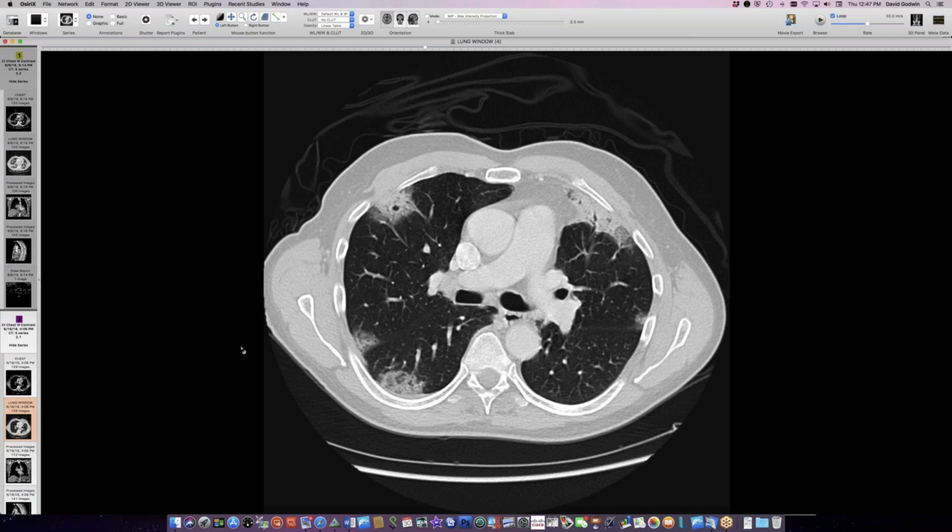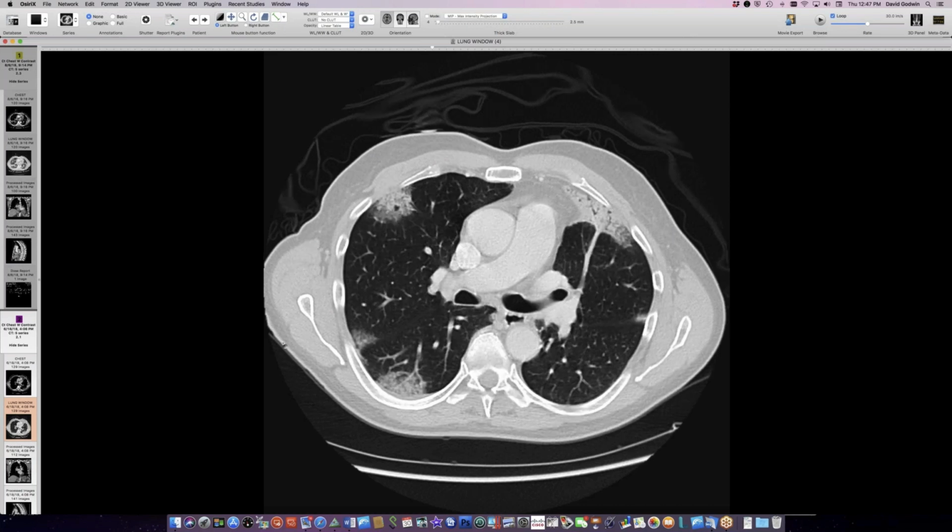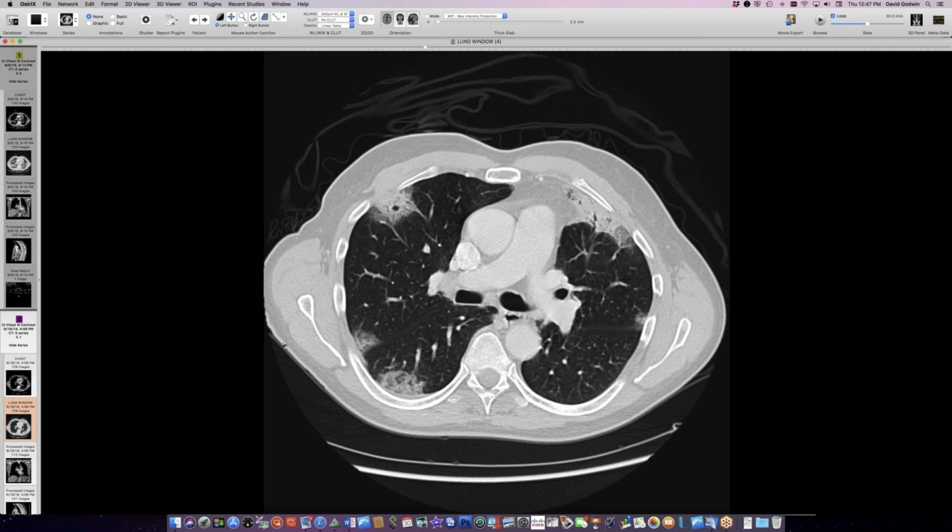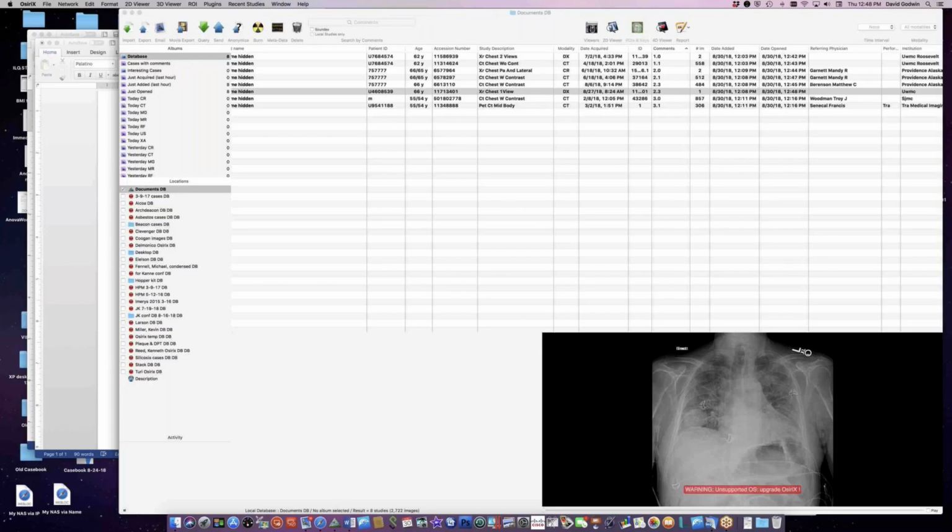So I'm going to have to dig out the history. But as far as I know, this was before there was any treatment. So I will rectify that if that turns out to be incorrect when I package up the case for you guys. But I think this was the presentation before there was treatment. So this is the nicest organizing pneumonia morphology that I think I've ever seen.